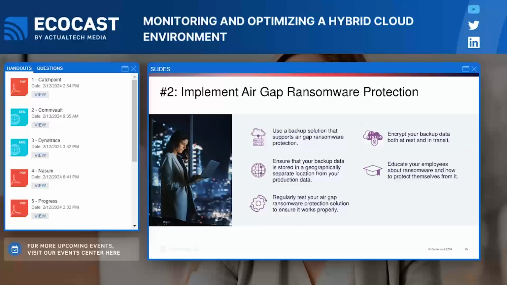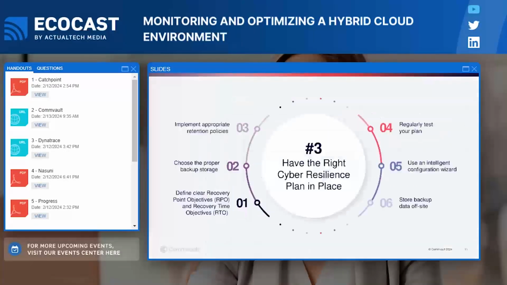Some additional tips are: store your data in geographically separate locations from your production data, encrypt your backup data both at rest and in transit, and regularly test your solution, as many fail to do so. And finally, don't ever stop educating your employees about ransomware. All of these can help safeguard your data from ransomware attacks and ensure you have a clean copy available for recovery in the event of a disaster.